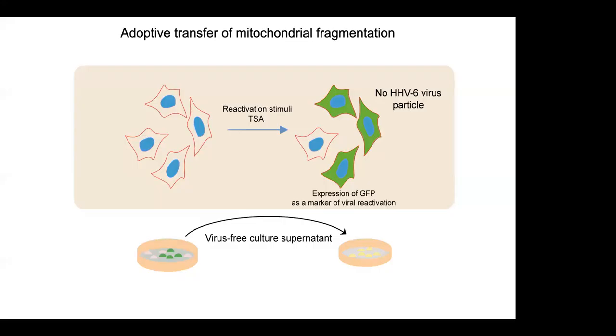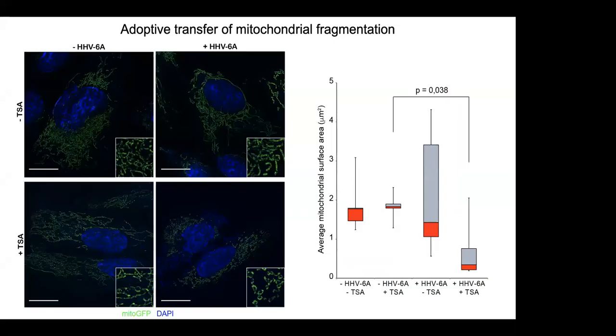So what is going on over here? To understand this, what we did is that we took the culture supernatant from the reactivated cells and we put this culture supernatant on healthy cells. So just to be clear, there is no viral particle formation in the viral reactivation system. So there is no transfer of virus into the target cells. So here we have 4 different conditions.